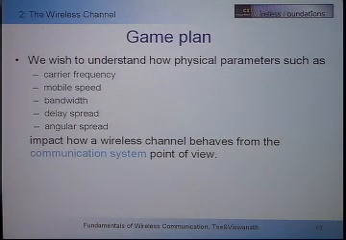And now from a wireless communication engineer point of view, you want to be able to understand how these parameters affect the wireless channel. The wireless channel is an object, but from our point of view, we want to focus on how the wireless channel behaves from the communication system point of view. In other words, how my information bits are going to see the channel. So that's the first thing I want to convey.